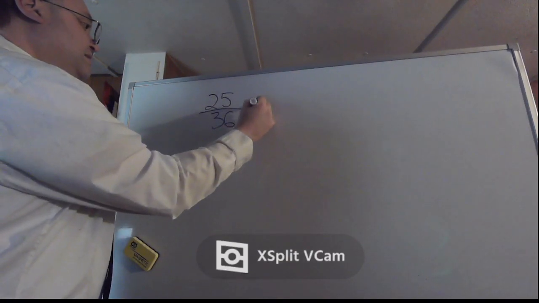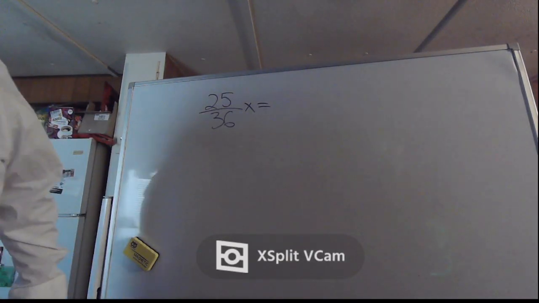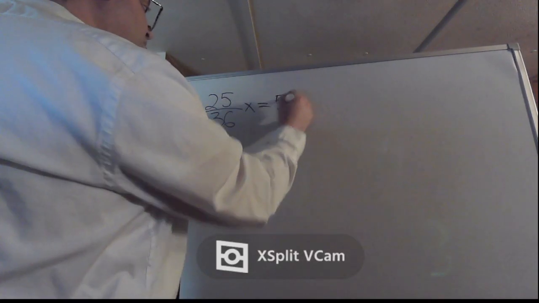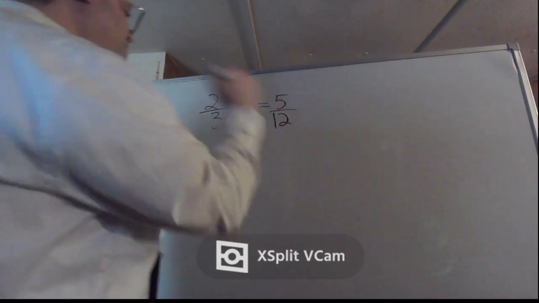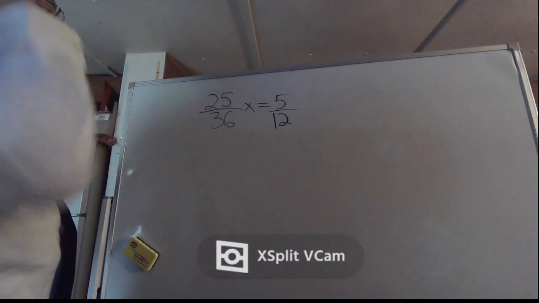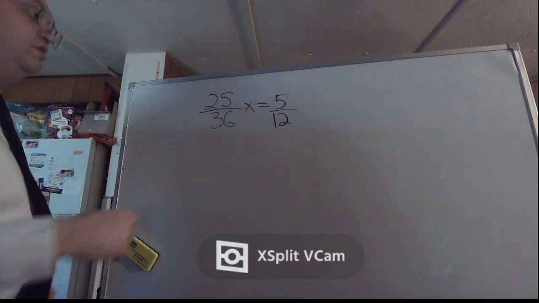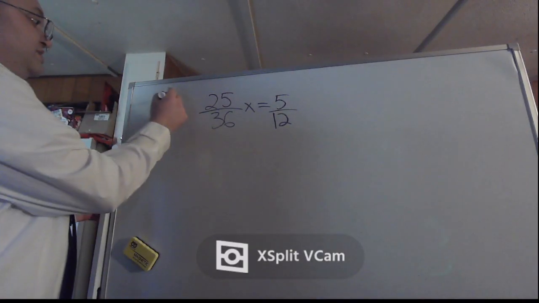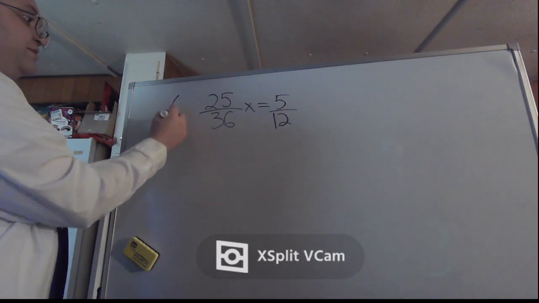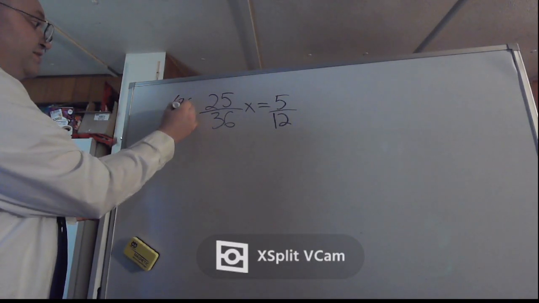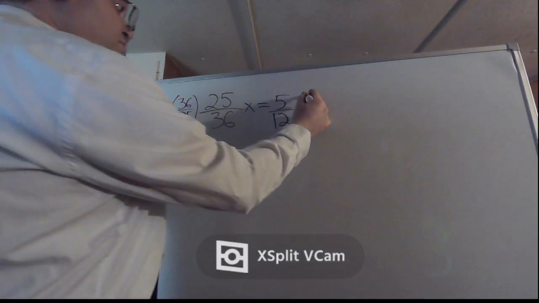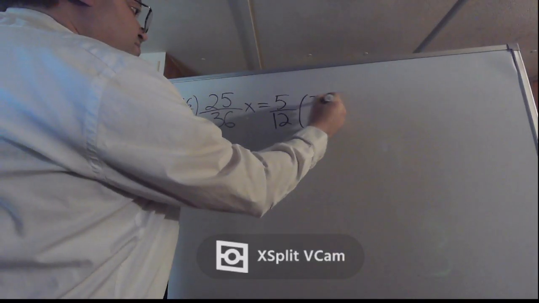25/36x equals 5/12. Alright, so again, we have a problem here. We want to get the x by itself, so we need to multiply by the reciprocal. The reciprocal of 25/36 is 36/25. That's the reciprocal, so we'll do it to the other side also.